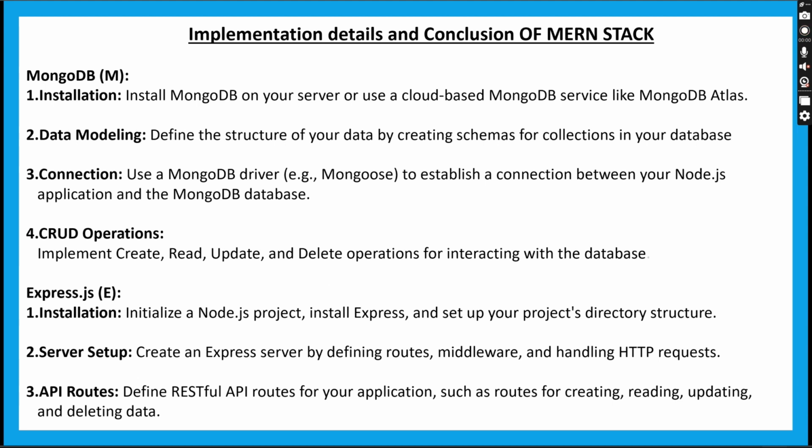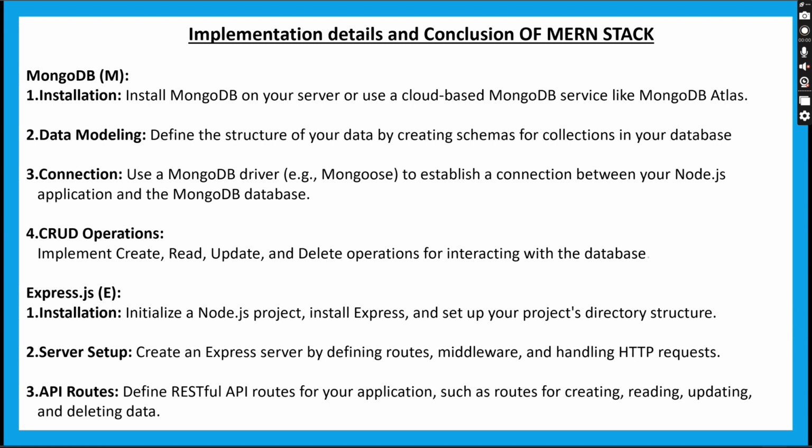Here are the implementation details and conclusion of the MERN stack. MongoDB. Install MongoDB on your server or use a cloud-based MongoDB service like MongoDB Atlas. Data modeling. Define the structure of your data by creating schemas for collections in your database. Connection. Use a MongoDB driver to establish a connection between your Node.js application and the MongoDB database. CRUD operations. Implement create, read, update, and delete operations for interacting with the database.